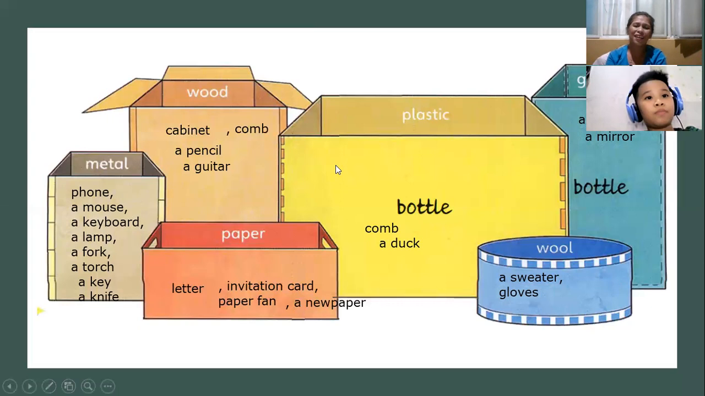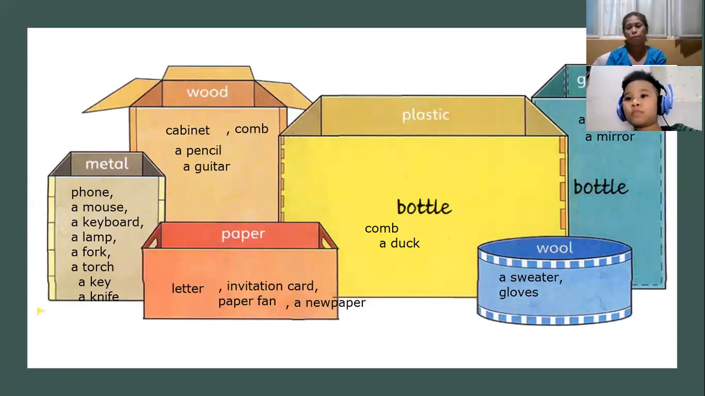Done? Oh, so many. Very good. Metal, we have the mouse. Oh, my mouse is made of metal and plastic. It's mixed. Lamp, a fork, a torch, a key, a knife. A cabinet, comb. Okay, there is also a plastic comb, a pencil, a guitar, bottle, comb, a duck. Letter, invitation card, paper fan, newspaper. Wool, sweater, gloves, socks.